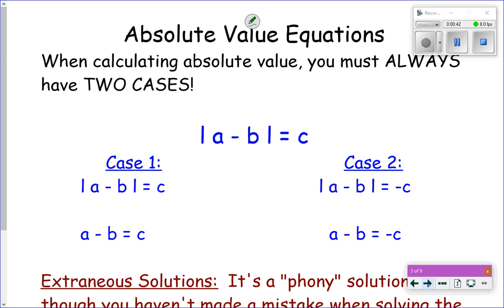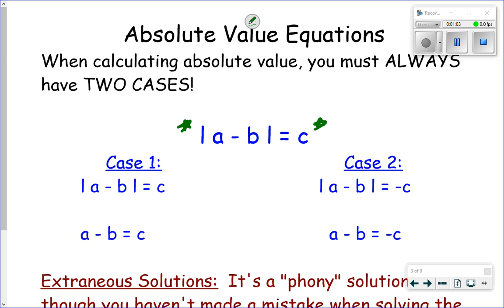Okay, absolute value equations. So we're going to add some variables in here. We're going to have variables mixed with numbers, and we have to solve for the given variable. So this is the setup for our problems. We've got absolute value of A minus B equals C. It's not always going to be all letters. This is just a generic example.